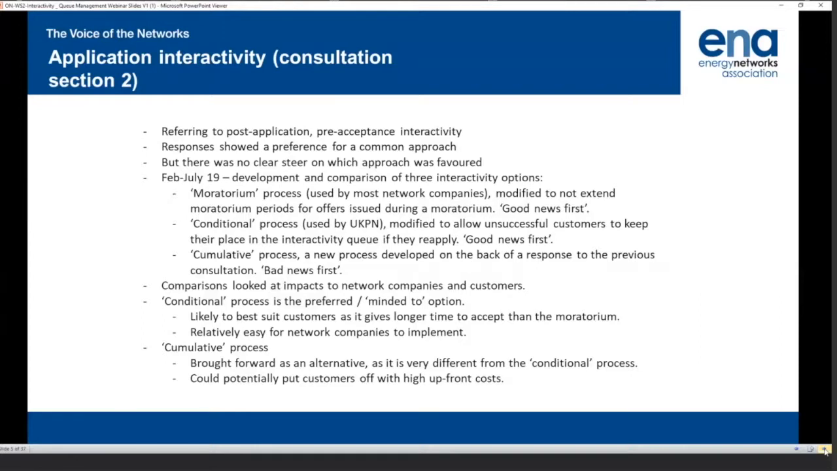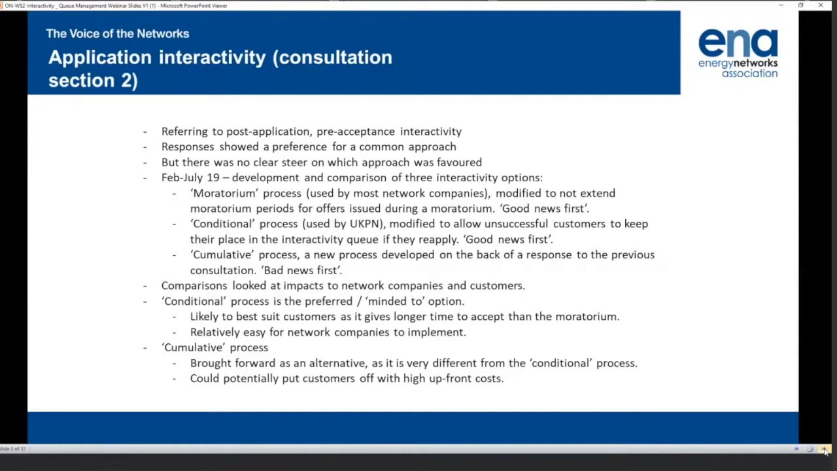Reason being, and I'll again show you the table a bit later on, it's probably likely to best suit customers as it gives a slightly longer time to accept than the moratorium process, and it's relatively easy for network companies to implement the process as well. The cumulative process, we brought that forward in the consultation as an alternative, not our preferred process, but we brought it forward as an alternative because it's very different from the other two processes, giving this sort of upfront high costs.